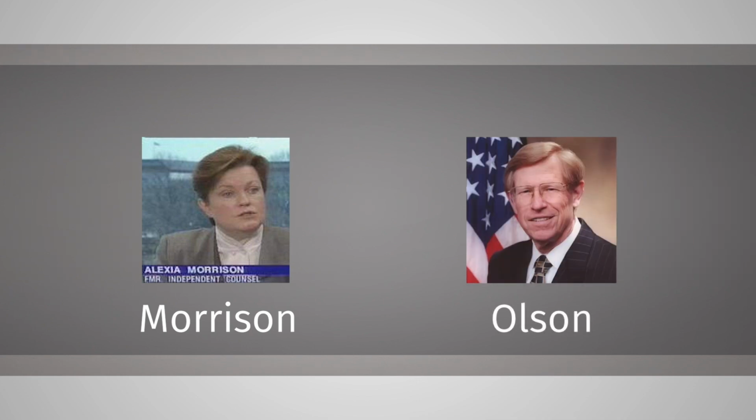Because the Attorney General determined that there were reasonable grounds to believe that further investigation or prosecution is warranted, the independent counsel statute required a special three-judge panel of the Court of Appeals for the D.C. Circuit to appoint an appropriate independent counsel and define that independent counsel's prosecutorial jurisdiction. Pursuant to this process, a three-judge panel appointed Alexia Morrison as the independent counsel. Olson argued that Morrison's appointment was unconstitutional because she was appointed by judges, not the president, and was not confirmed by the Senate, as he claimed was required by the Appointments Clause. This conflict gave rise to Morrison v. Olson.